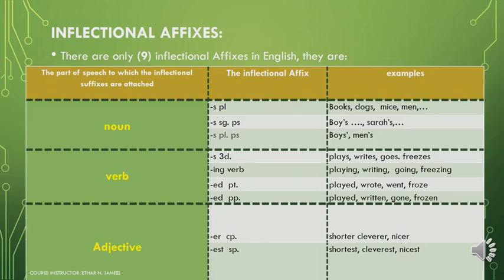But in irregular plural like men, we do not have to put just an apostrophe. We can put the S because this word does not end in S.